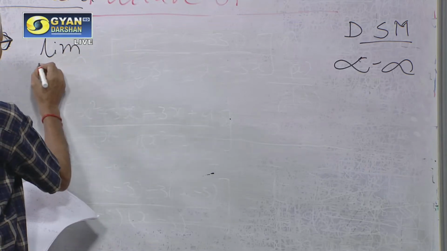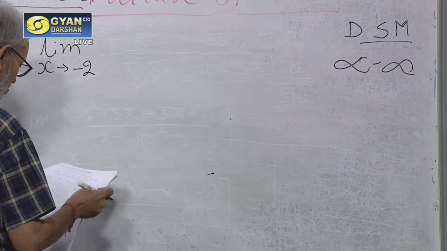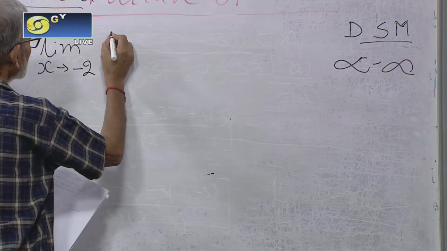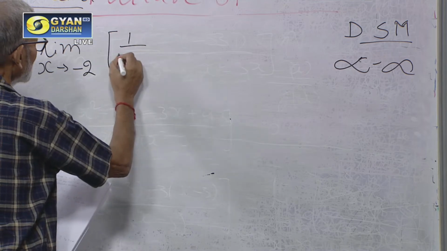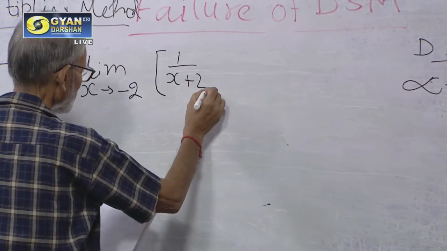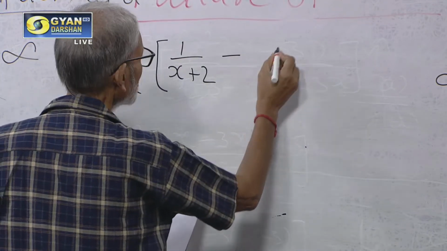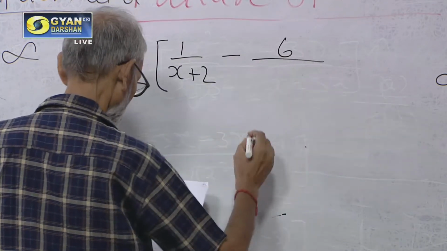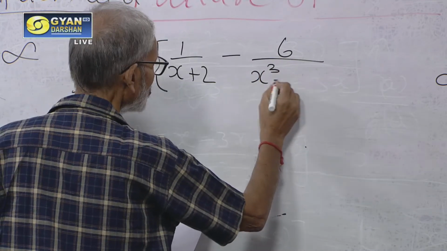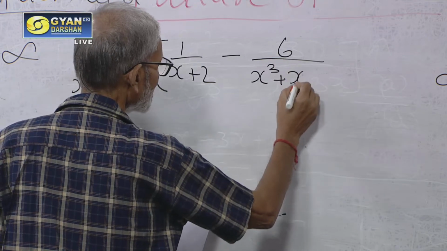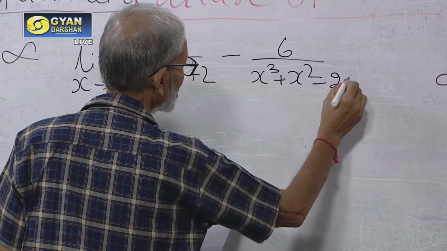Limit x tends to minus 2, and within brackets it is 1 upon x plus 2 minus 6 upon x cube plus x square minus 2x.